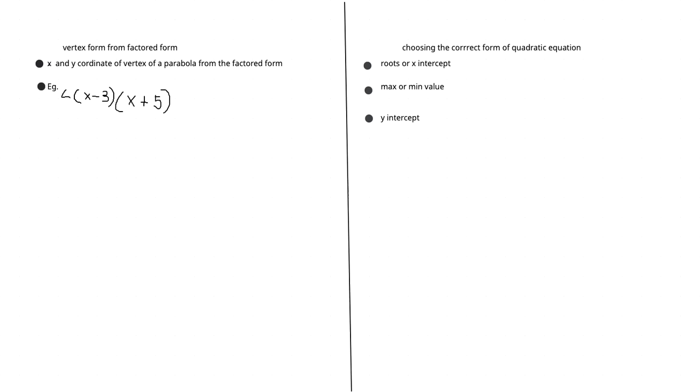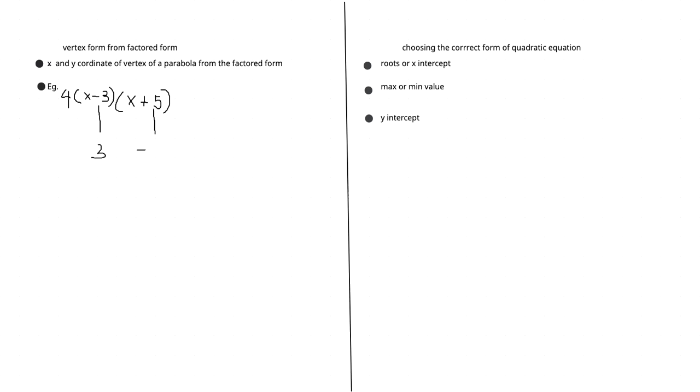So usually you get it in this form. If you are lucky, your a here would be 1, and so there will be nothing here, which will make the work easier. But in this case, this is what you do. First of all, you have to find the roots quickly. You deduce the roots from here. In this case, the roots are 3 and negative 5.